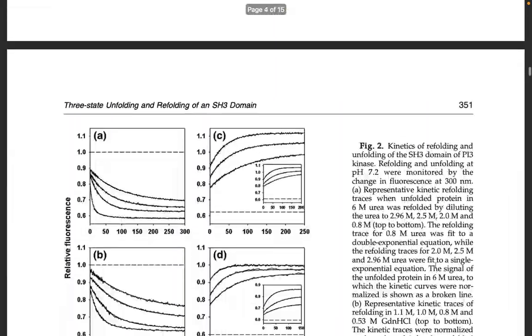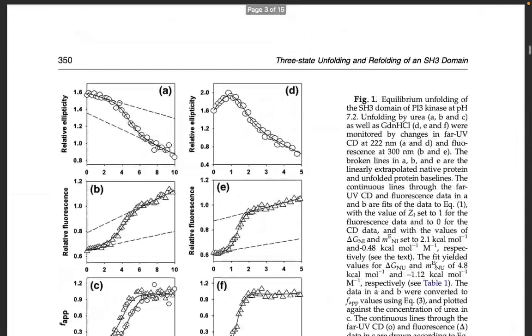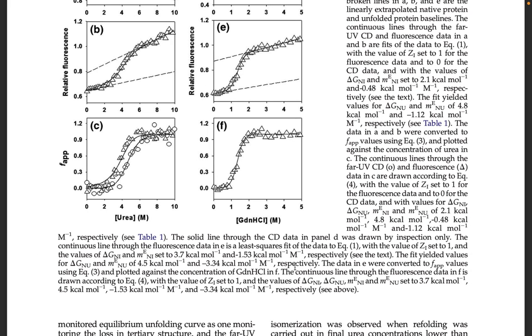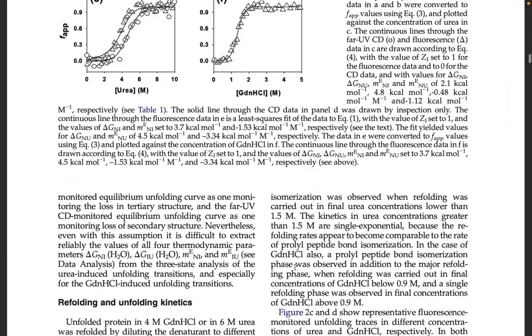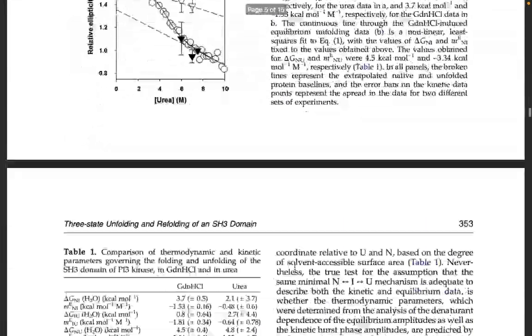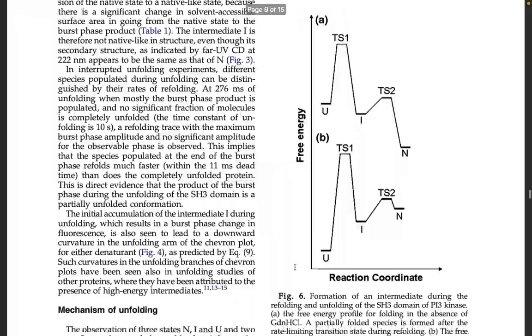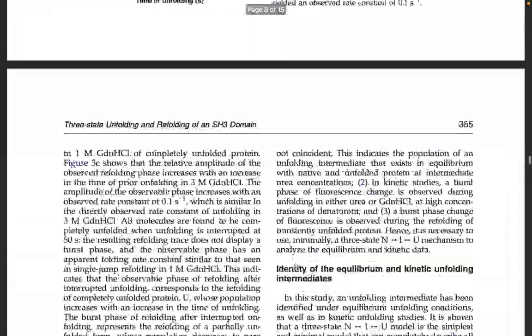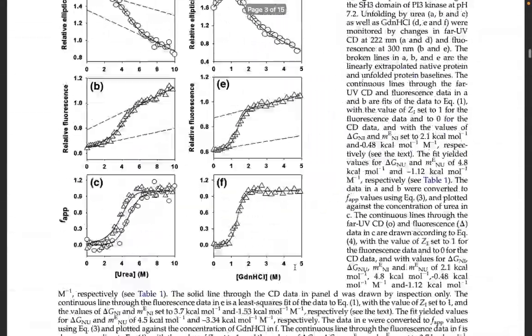So basically, two experiments have been performed. This is the equilibrium unfolding experiment. One is monitored by CD, another by fluorescence. This is the apparent F. So this is the whole paper, and we will start discussing it.